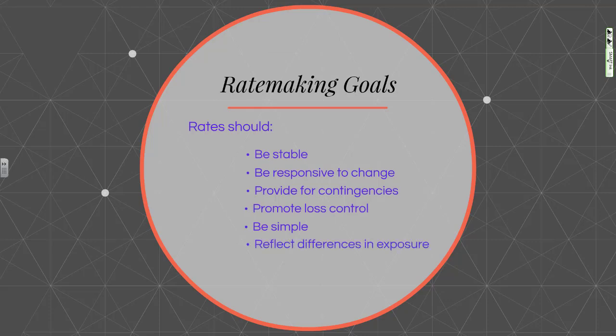And rates should reflect differences in exposure. Similar to being responsive to change, rates should be reflective of the riskiness of the underlying insured. So property owners living on the coast of Florida should have to pay more for their wind damage coverage generally than property owners living in central Georgia.